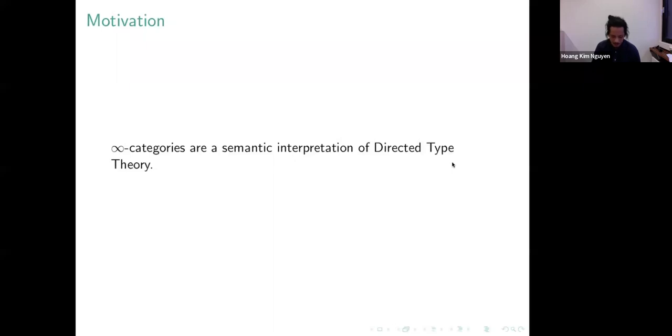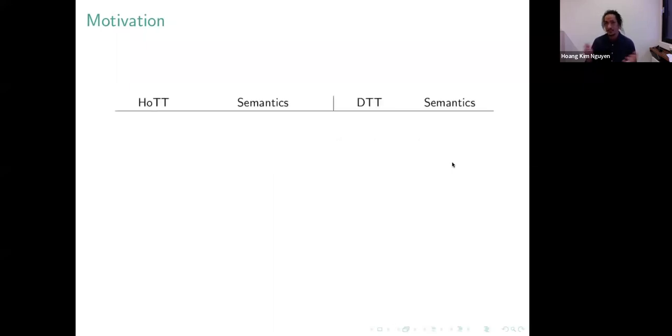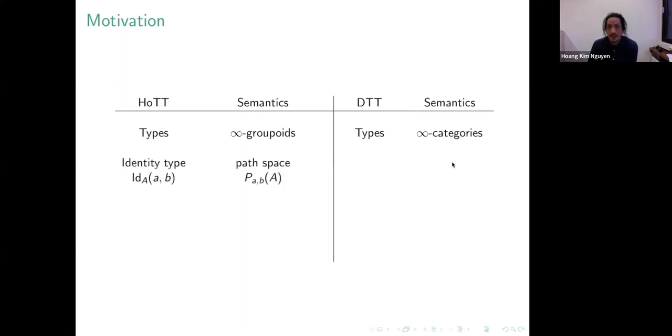So today, I'd like to talk about directed univalence. So let's have a comparison with homotopy type theory and univalence in homotopy type theory. In homotopy type theory, types have an interpretation as infinity groupoids. On the other hand, in directed type theory, the interpretation should be infinity categories. Then on one side, we have the identity type, which is modeled by the path space of an infinity groupoid. Whereas in directed type theory, we should have a hom type, so a type of non-invertible paths. And this should be modeled by the mapping space of an infinity category.